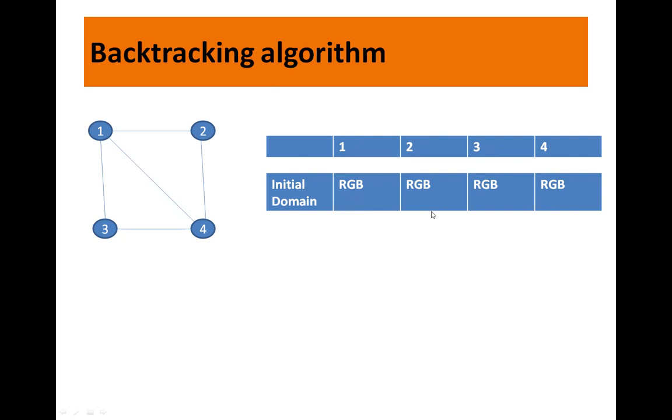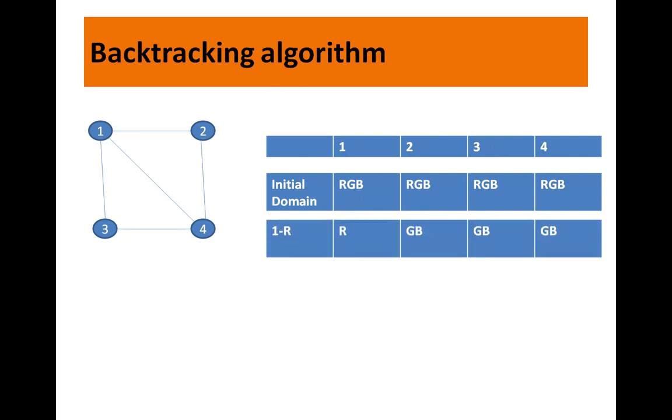Now, let us select one of the nodes and start coloring it. So we start with node 1, and I color that node as red. So node 1 out of RGB is colored as red. Now, when node 1 is colored as red, all its adjacent nodes cannot be colored red. What is the constraint? No two adjacent nodes should have the same color.